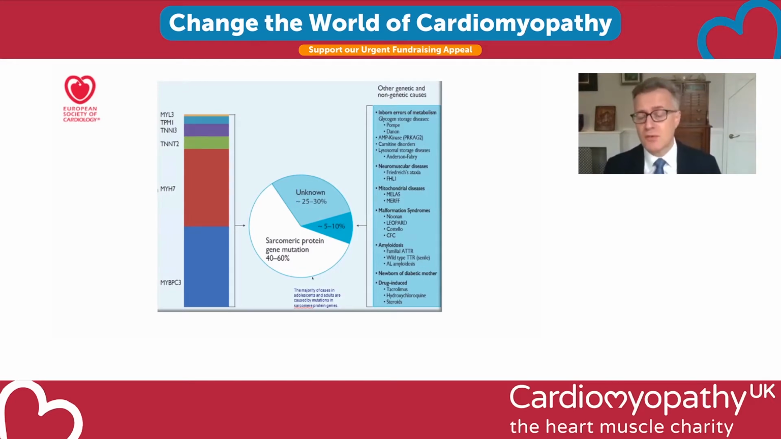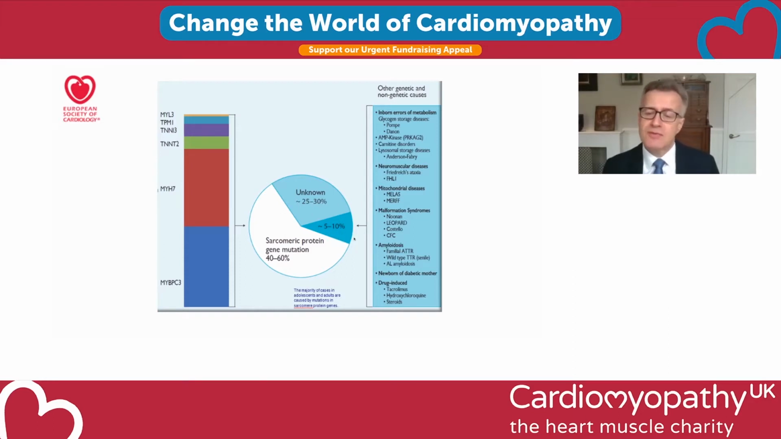This is taken from the 2014 European guidelines for the condition. And our best guess is maybe 40%, maybe 50%, maybe 60% at a push, of people with the condition have mutations in these genes that I've been describing. There is a slice of people that have a thick heart for whom we cannot find the cause, but that slice is getting smaller and smaller as we discover new genes.